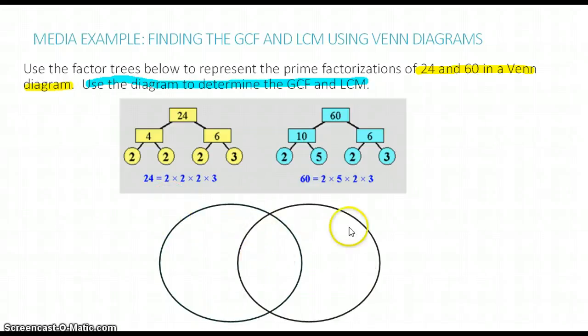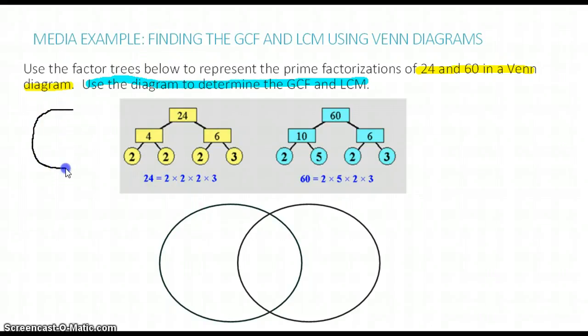So this is the beginning of a Venn diagram that we're going to fill in. It has three distinct parts, or three disjoint parts. This one, this one, this one. And we're going to see how we're going to use this information to fill in which goes in what spot. So let's start with 24.